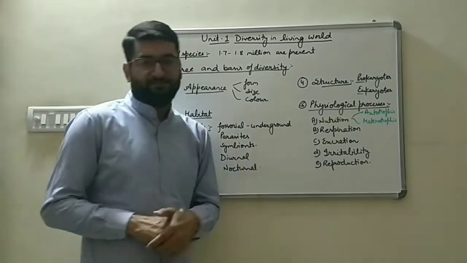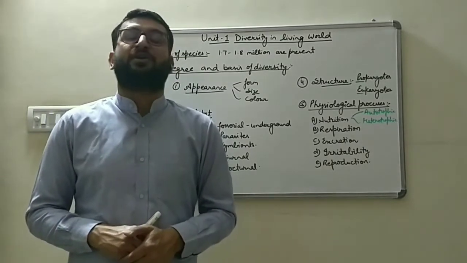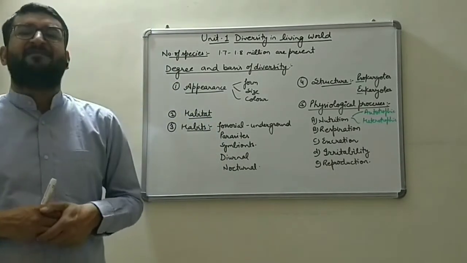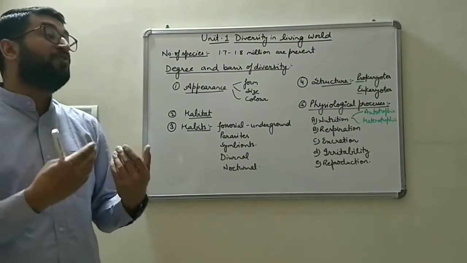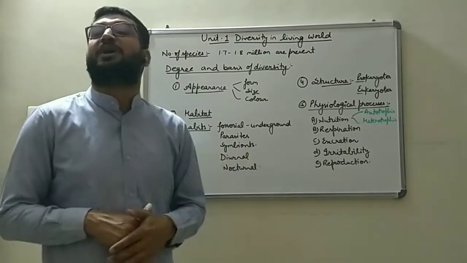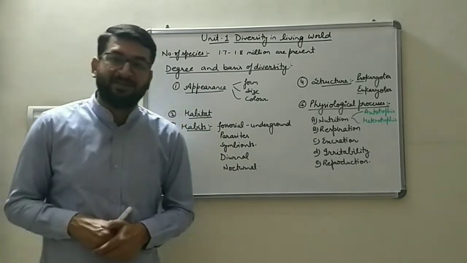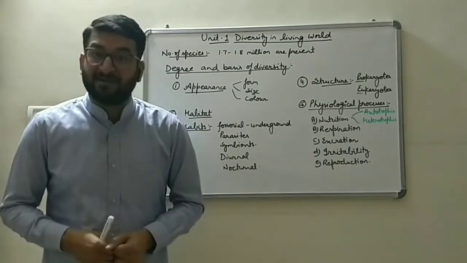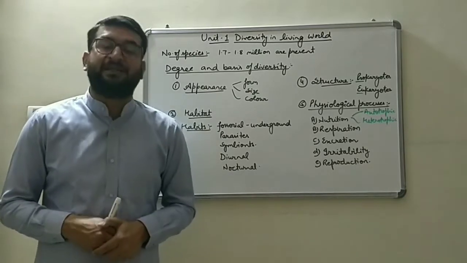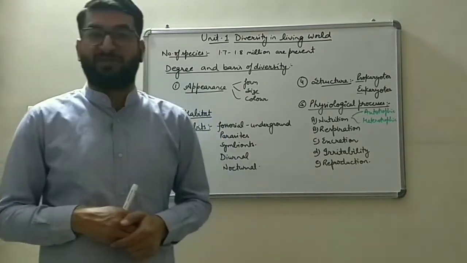Next, excretion. Excretion means removal of the waste products out of the body. Various organisms excrete various nitrogenous wastes. Some excrete urea, so they are known as ureotelic. Some excrete uric acid, they are known as uricotelic. Some excrete ammonia, they are referred to as ammonotelic. So that's the basis of excretion.